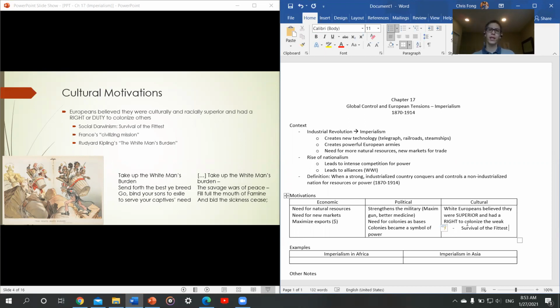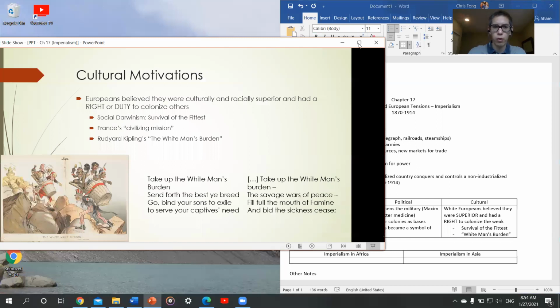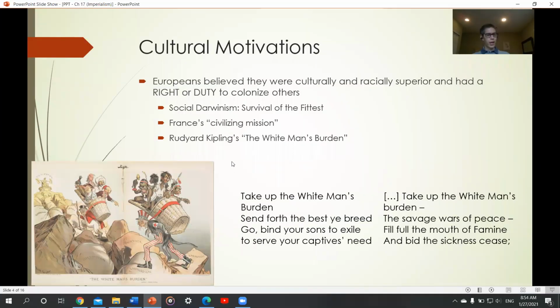Two different phrases that you might see here: survival of the fittest, or sometimes called social Darwinism. Social Darwinism took the ideas of Charles Darwin, evolution and natural selection, and applied it to societies and said, well, it's only natural for strong countries to conquer the weak. That's just normal. That's the animal kingdom. So it's only natural for strong countries to conquer weaker countries. And then the other big one is something called White Man's Burden, which was a poem by Rudyard Kipling, who was a British poet. I'll show the whole poem here.